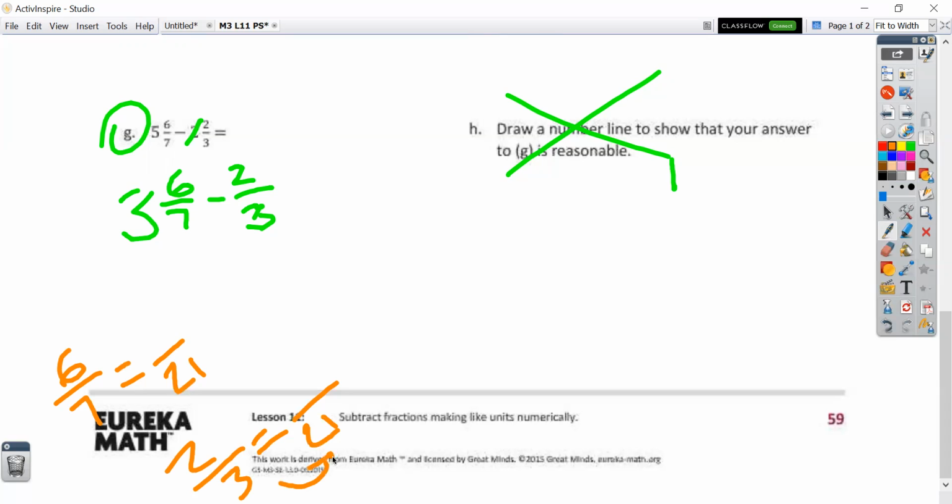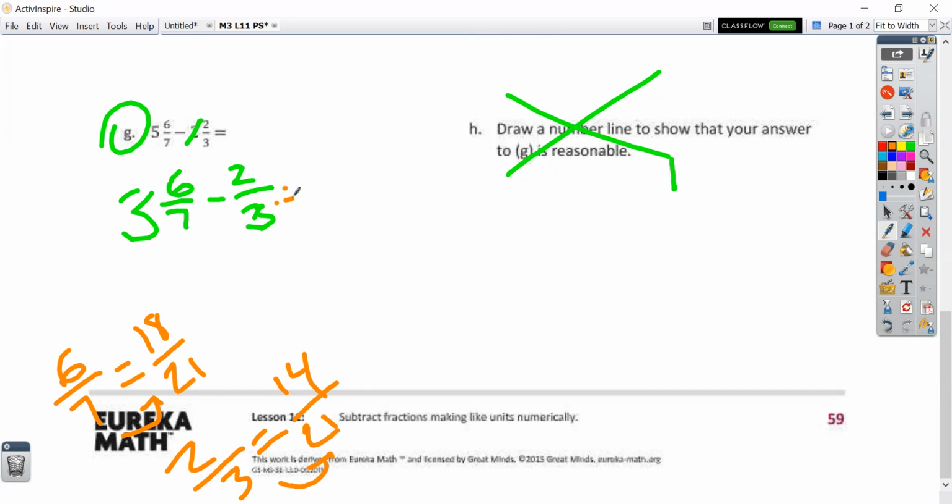Well, what do we do to thirds to get to 21? Well, we multiplied by 7, so our top is going to be 14. Well, what do we do to the bottom to get to 21? Well, that's a multiply by 3. Again, here's where I say knowing your multiplication factors is really important. And then 6 times 3 is 18. Now, let's rewrite it with our new common units.